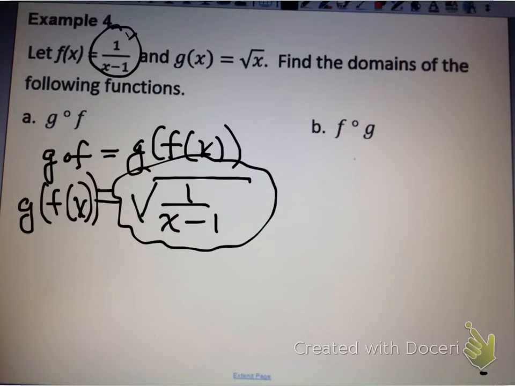And then to find the domain, there are a lot of things going on here. The first thing is that x minus 1 is in the denominator, and we can't have 0 in the denominator, so x minus 1 can't equal 0.